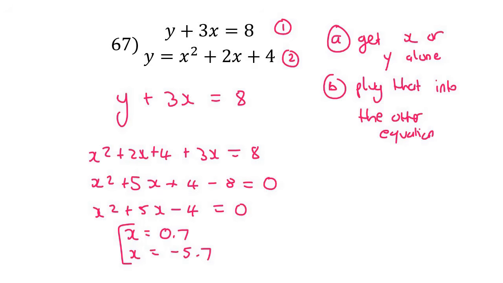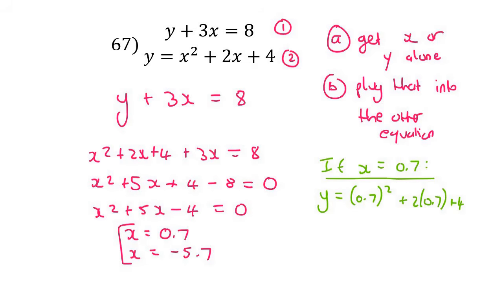And so what we can now do is we need to find our y answer. So we can say here, if x equals 0.7, then we can easily find y by just using this one over here, because it says that y is equal to, now in the place of x you're going to say 0.7, and let's see what we get, 5.89.